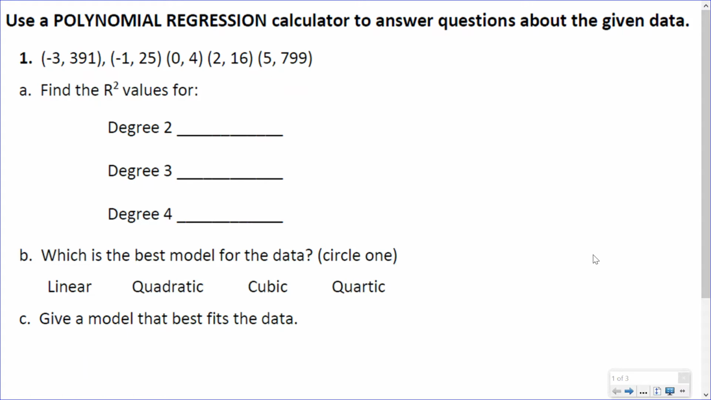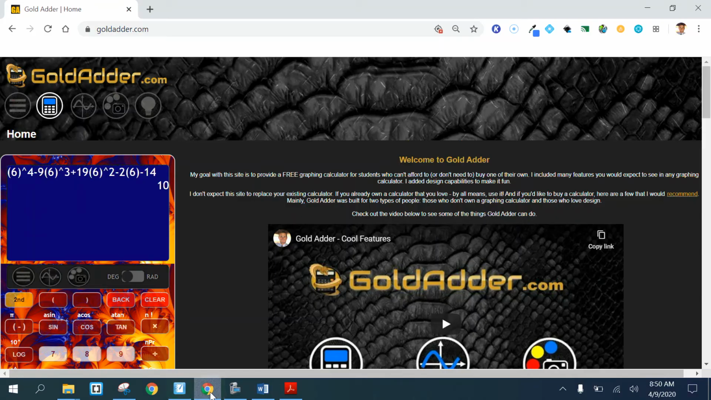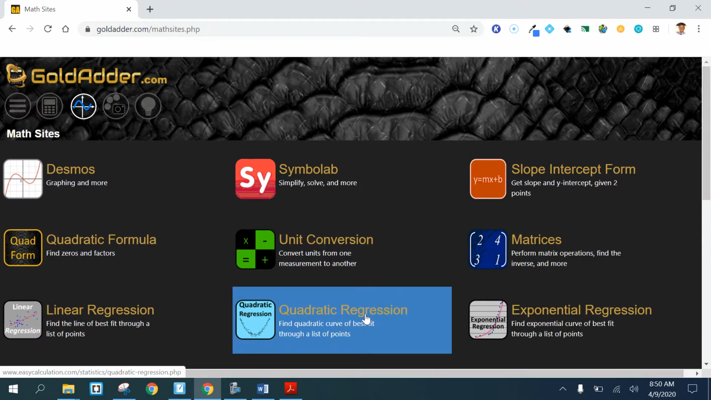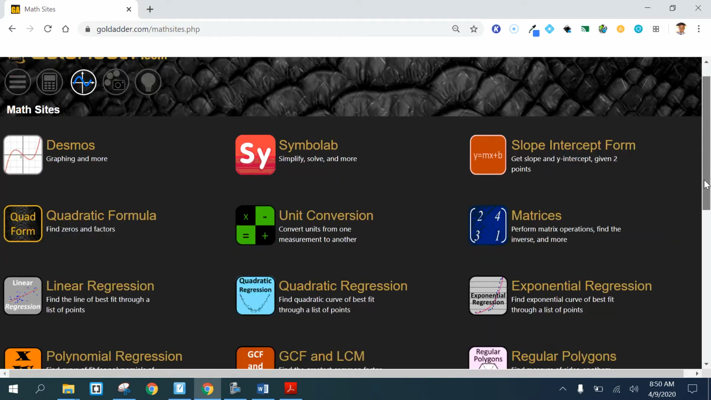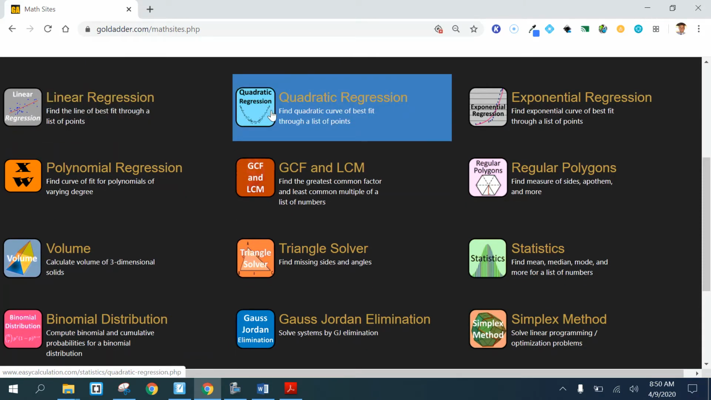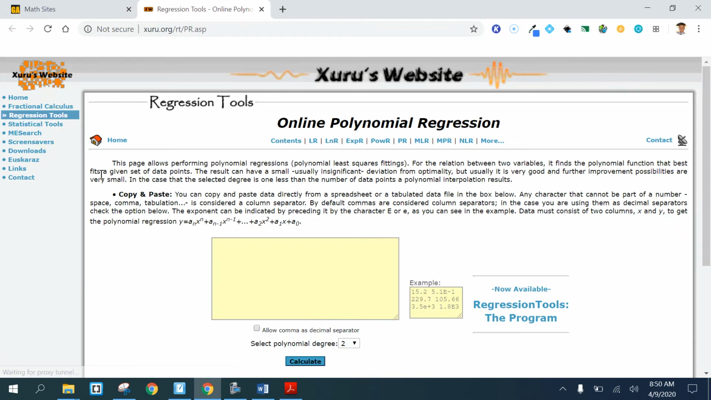Use a polynomial regression calculator to answer questions about the given data. All right, so we're going to use some technology here. Let's go to my website, goldadder.com, and click on the math links. We've done a quadratic regression before, but this time we don't know if it's quadratic, linear, or cubic. So we're going to click on polynomial regression, because we don't know what degree it is.